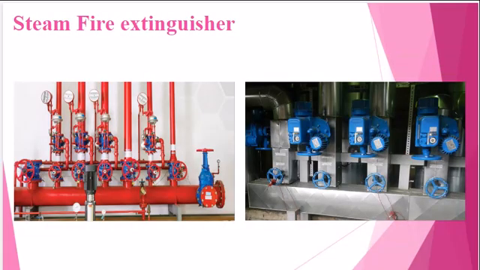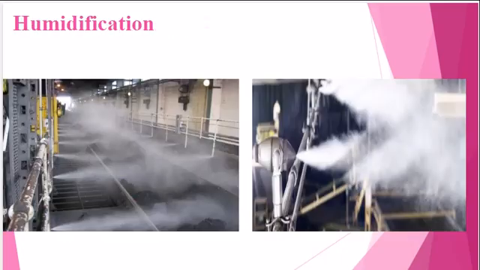Steam fire extinguisher. Steam fire extinguishers use steam to displace oxygen, effectively suppressing fires in specific industrial settings. This method is ideal in confined areas where traditional extinguishers may not be suitable, minimizing damage to sensitive equipment. Humidification. Steam humidification adds moisture to the air, improving comfort and air quality. Common in commercial and industrial environments, steam humidifiers maintain optimal humidity levels, reducing respiratory issues and static electricity.